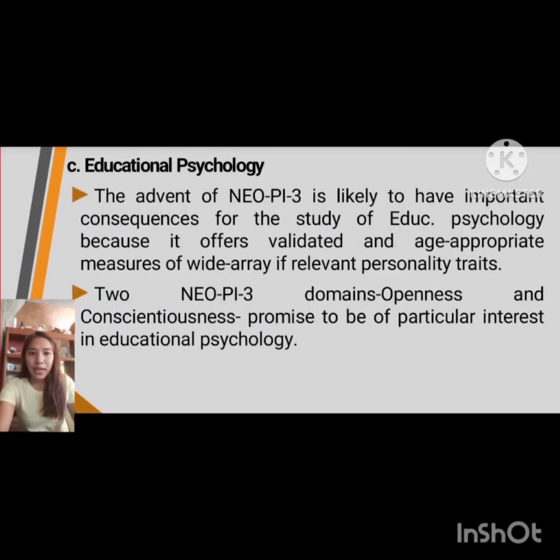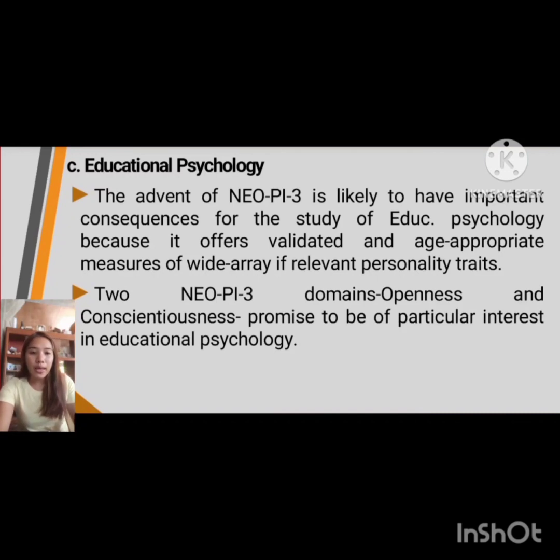So one of the applications of the NEO personality inventory is on educational psychology. The advent of the NEO-PI is likely to have very important consequences for the study of educational psychology because this offers validated, accurate, age-appropriate, or developmentally appropriate measures of a wide array of relevant personality traits.